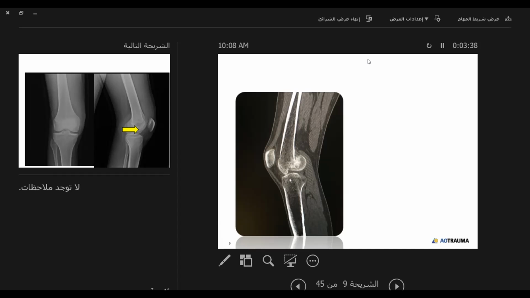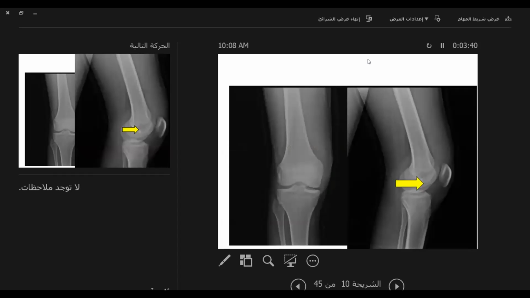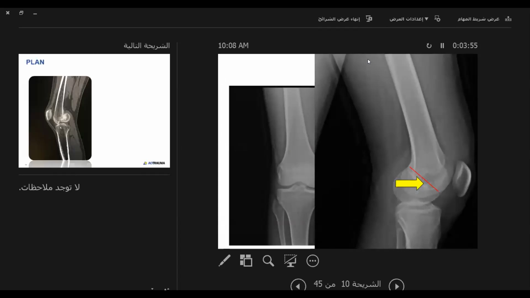So retrospectively, when we look at this X-ray, the AP view is more or less normal. But on the lateral view, retrospectively, and following the line of fracture on the CT scan, you can find this line of fracture. This is retrospective. This is the normal X-ray.